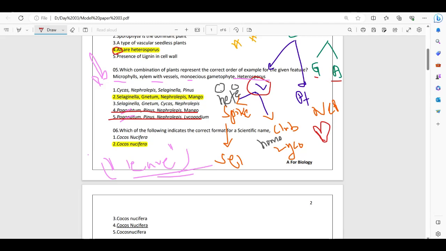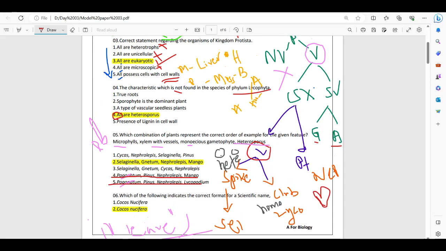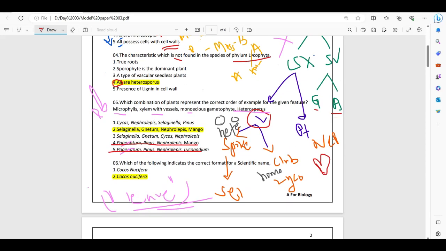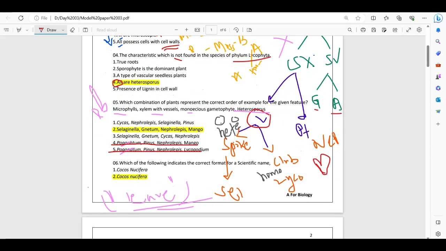Vascular tissues in early vascular plants. If we take phylum Lycophyta and phylum Pterophyta, they had vascular tissues, that's true, that's why they are known as vascular plants, but they did not have xylem vessels. Xylem vessels are present only in some gymnosperms and all angiosperms. So the xylem vessel thing cannot be seen in early vascular plants. If you don't remember that fact, that's okay.